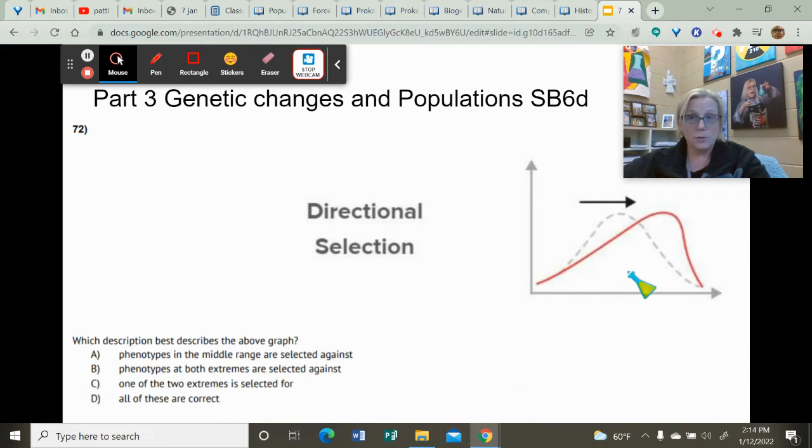All right, so an extreme is something way over here or way over here, not in the middle. And so the answer here is C. One of these two extremes is selected for.